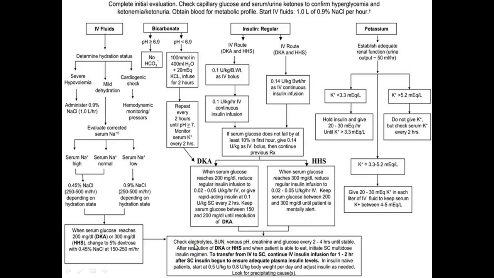You keep on checking the electrolytes, and when the sugars are less than 200 in DKA or 300 in HHS, you change to 5% dextrose with 0.45 sodium chloride at 150 to 250 ml per hour. We check electrolytes, blood urea nitrogen, venous pH, creatinine, glucose every 2 to 4 hours until the patient is stable. After resolution of DKA or HHS, when the patient is able to eat, we initiate the subcutaneous multi-dose insulin regime. To transfer from IV to subcutaneous, continue the insulin infusion for 1 to 2 hours after subcut insulin is begun to ensure adequate plasma insulin levels.